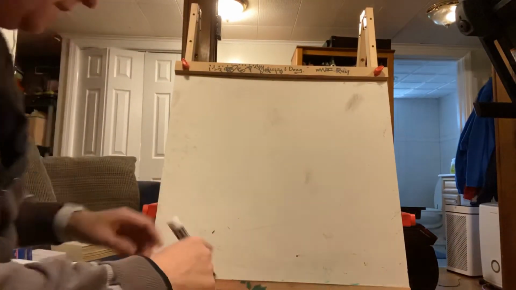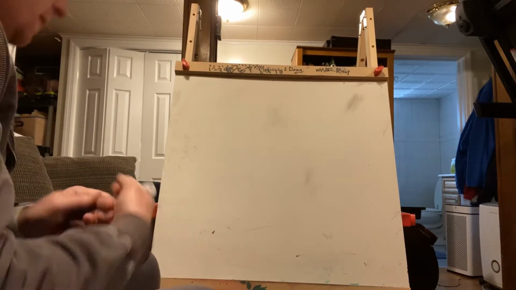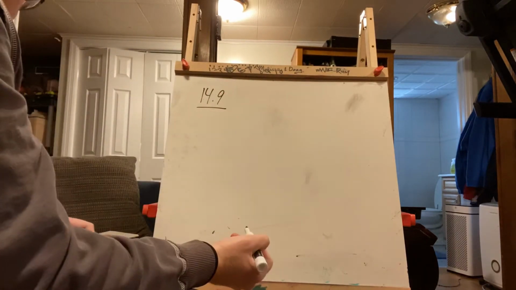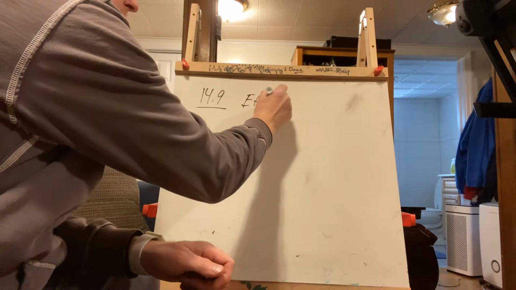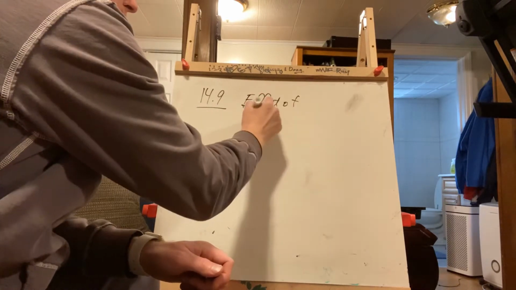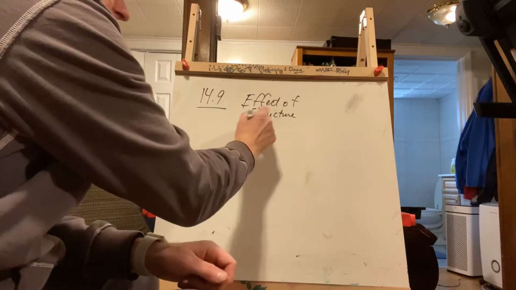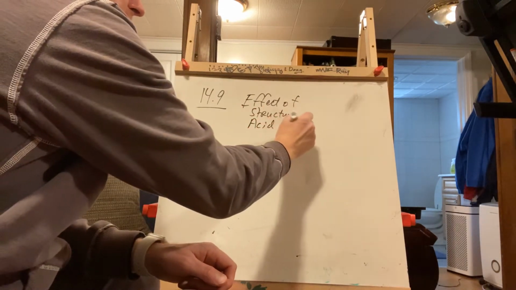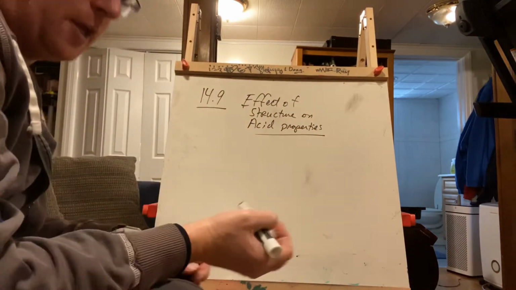Today we're going to learn about 14.9, which is the effect of structure on acid-base properties. It's really just acids that we're talking about here. I want you to keep in mind two things. It's actually a pretty quick lesson.